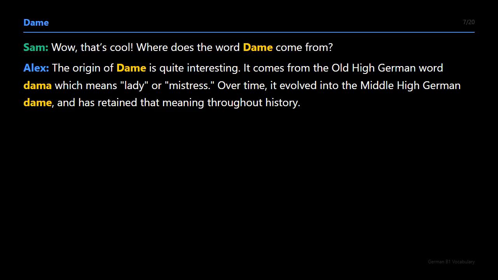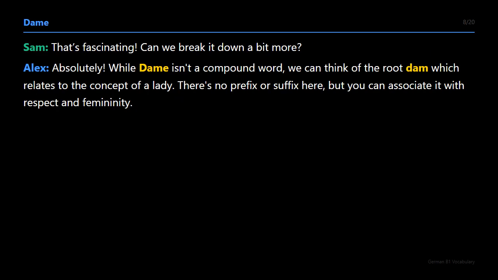That's fascinating. Can we break it down a bit more? Absolutely. While Dame isn't a compound word, we can think of the root, Dam, which relates to the concept of a lady. There's no prefix or suffix here, but you can associate it with respect and femininity.